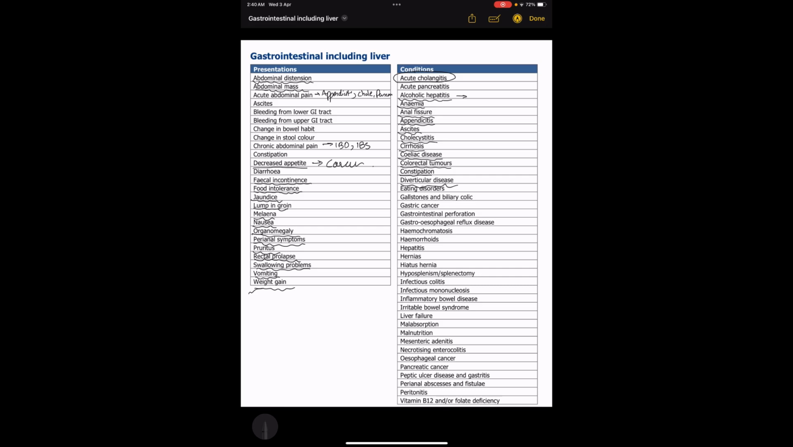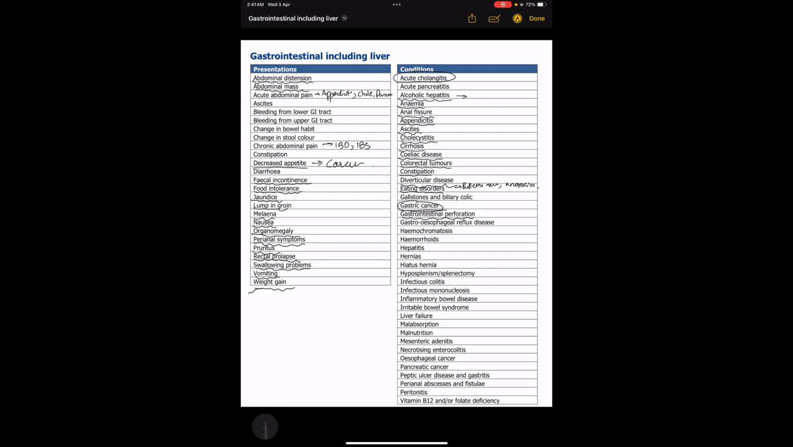Diverticular disease, the same GI symptoms would be present, but there would be lower abdominal pain. Eating disorders, it involves bulimia nervosa and anorexia nervosa. Gallstones, biliary colic, it is right upper quadrant pain, and there is more pain on deep breath. And gastric cancer, red flags would be present along with the GI symptoms.